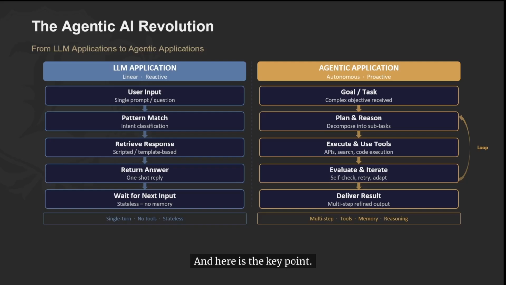And here is the key point. Every tool the agent can call is an attack path. Every memory entry can be poisoned. Every message between agents can be intercepted or spoofed. And that's the attack surface that we are about to explore today.